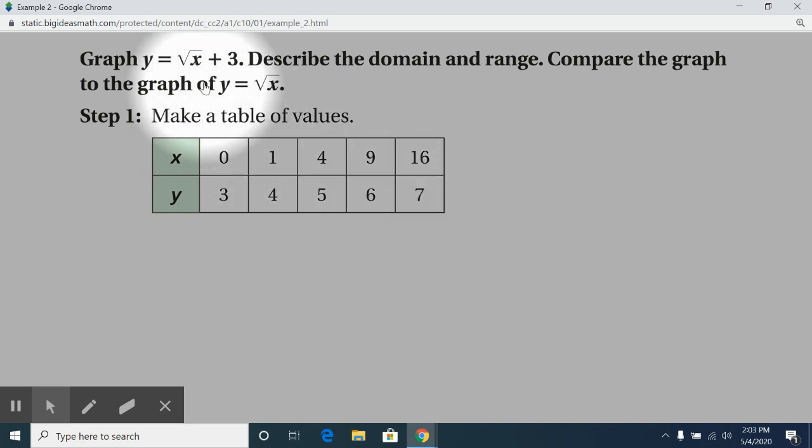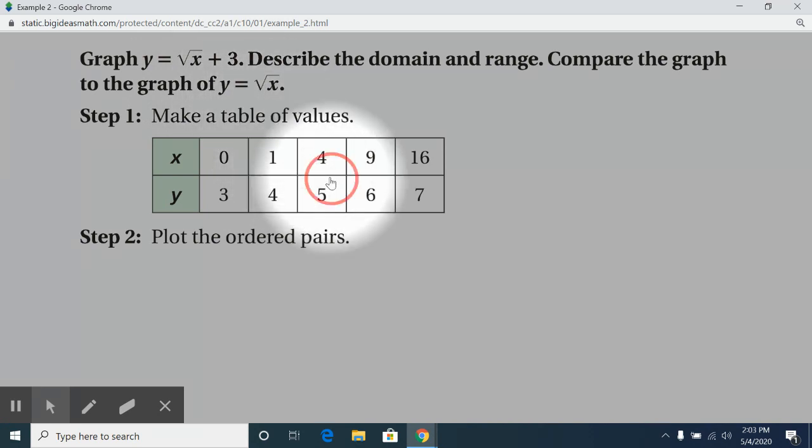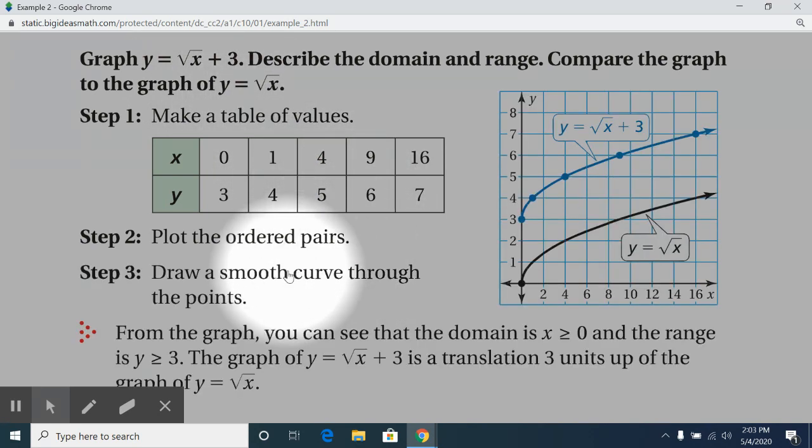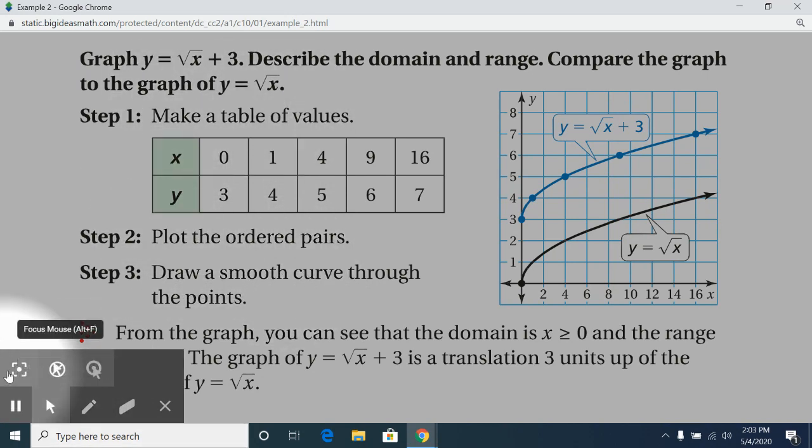It should be pretty simple. You're plugging those numbers into whatever function they give you, something like this, and then I think you have to plot the ordered pairs on the graph as well. But that's number 2, graphing a square root function.